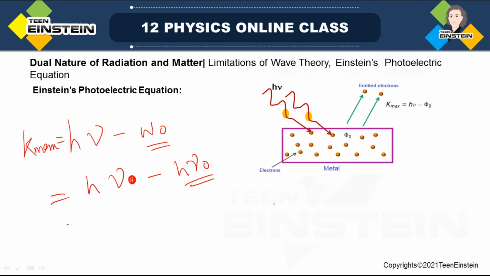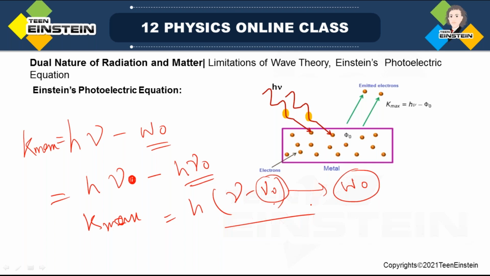So we can see that this K max will be equal to h into nu minus nu 0. This is the maximum kinetic energy an electron can have, emitted by the photoelectric effect from a certain metal surface. Nu 0 actually corresponds to the work function, that you should remember. So this is the famous equation.